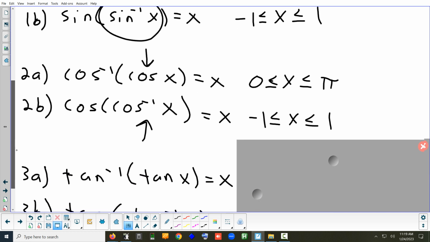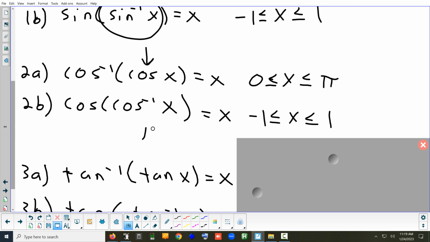Why is the domain on 1A restricted to -pi/2 to pi/2? We talked about passing the horizontal line test, finding a section that works. Is that the only section that works? Is it the only section? There's infinitely many. It's just the original one.